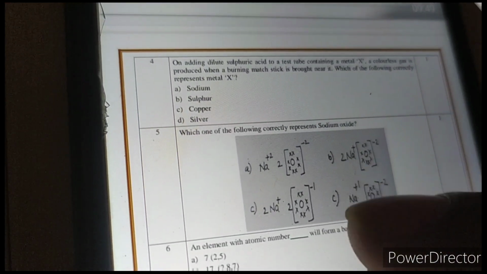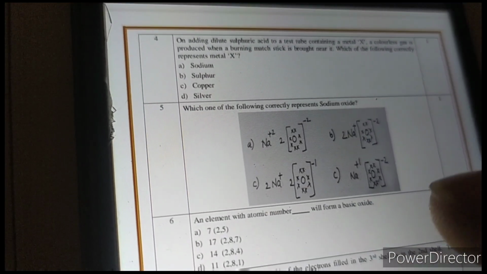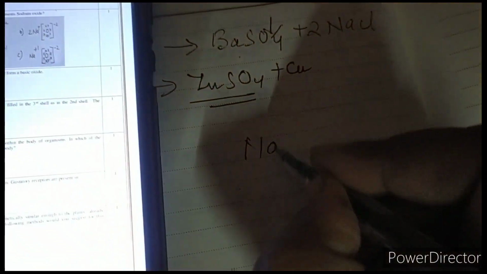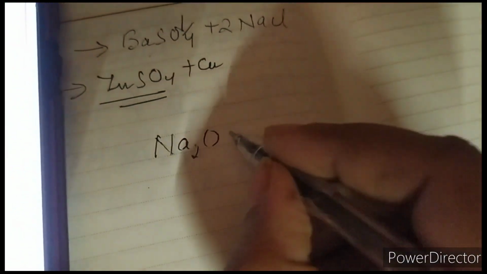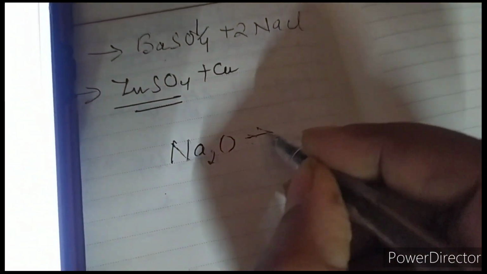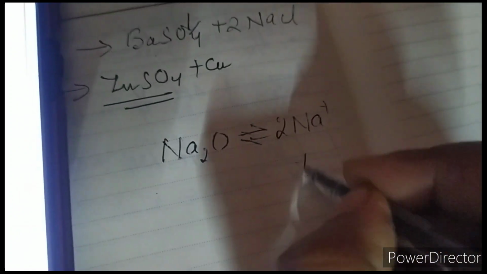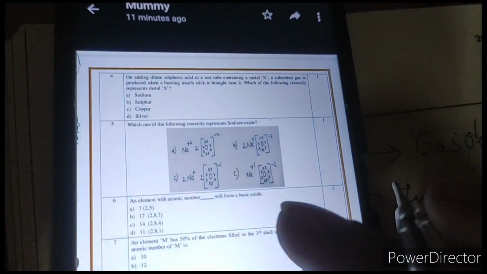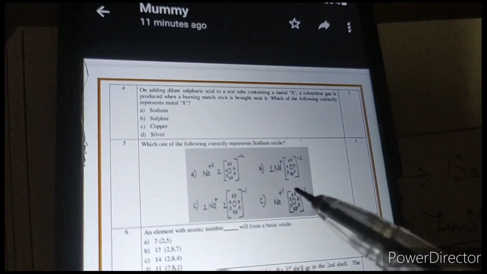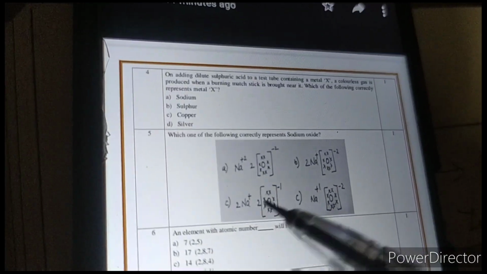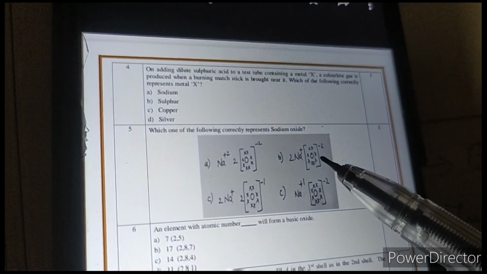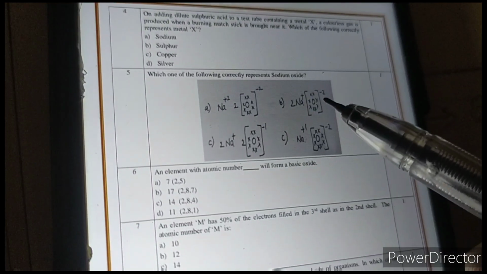Which of the following correctly represents sodium oxide? What is the formula of sodium oxide? That is Na2O, the formula of sodium oxide, and if you separate it into ions, you will get 2Na+ plus O2-, because the valency of oxygen is 2 negative. So here let's check: 2 sodium ions and O2-. So this is the correct option. Answer B is correct.